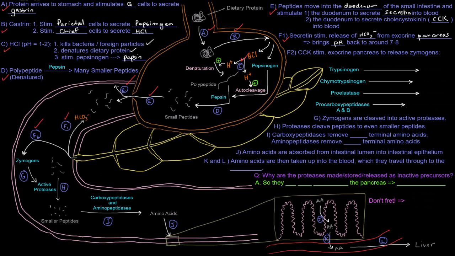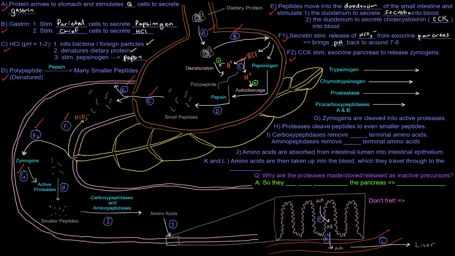And then part G is the zymogens are then cleaved into active proteases. So that's what's going on here. Okay, so these zymogens are all inactive precursors of enzymes that are actually going to act as proteases to cut up these peptides into even smaller peptides.